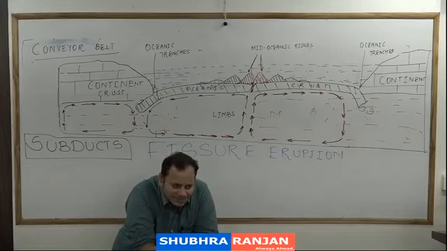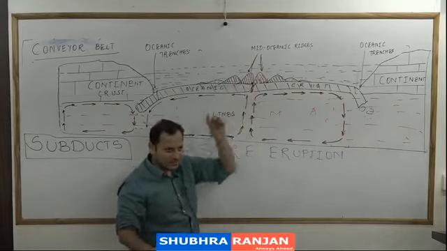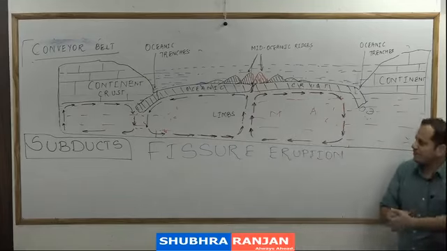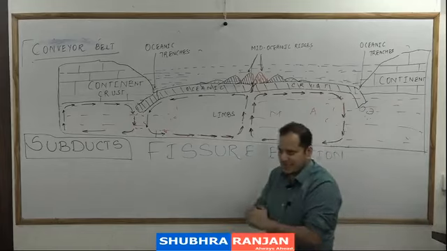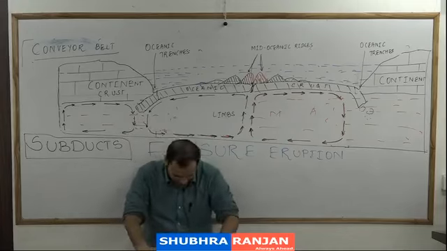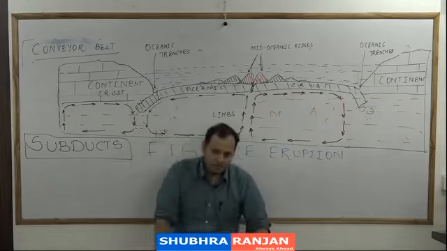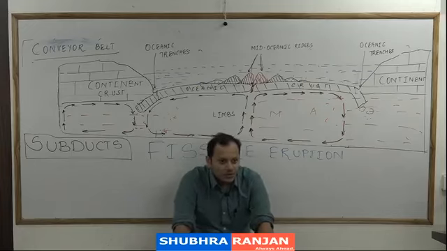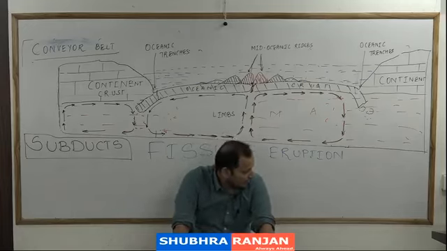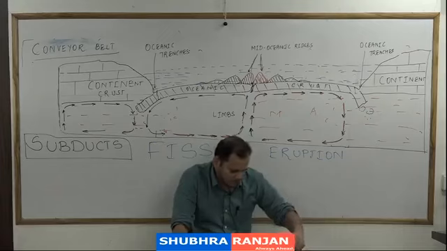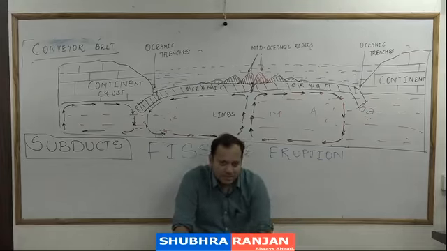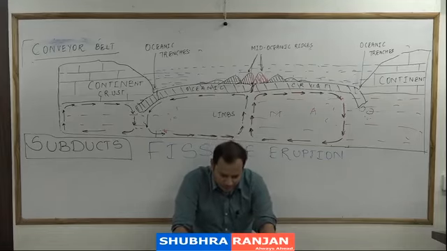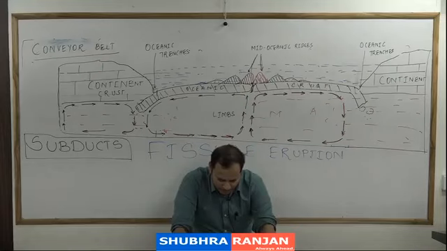Why? Because of volcanic eruptions. Fourth point: presence of trenches, which are always parallel to the continental margins, especially fold mountains.